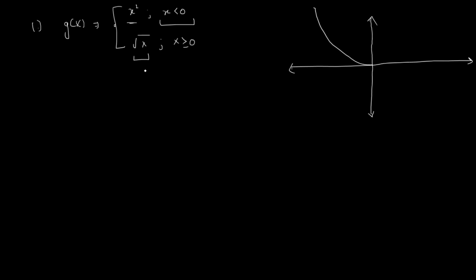And now for root of x: root of 1 is 1, root of 2 is 1.4, root of 3 is 1.73, root of 4 is 2. So the graph will be something like this: 1, 2, 3, 4. So we can draw it like this.